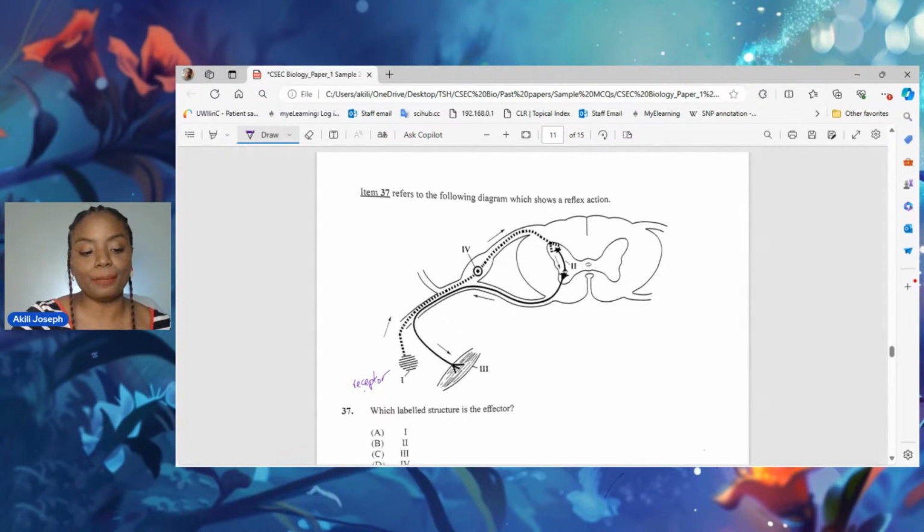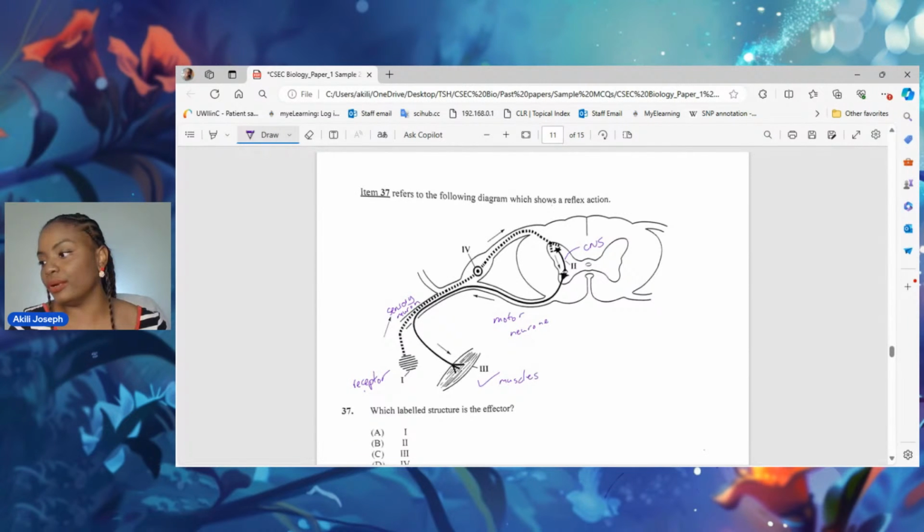Then that's going to send a message to your CNS via the sensory neuron, right? It's then going to arrive within the CNS. This is going to be an interneuron. It makes a decision. It's going to send a message to your effector via your motor neuron. And in this case, the effector is, well, 3, which is a muscle, but your effectors are either muscles or glands, and they are then going to bring about a response, right? So the answer to this question is going to be C.